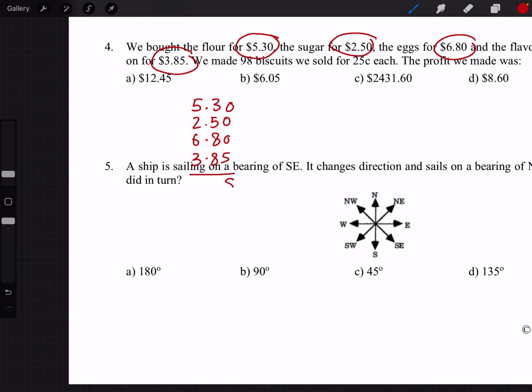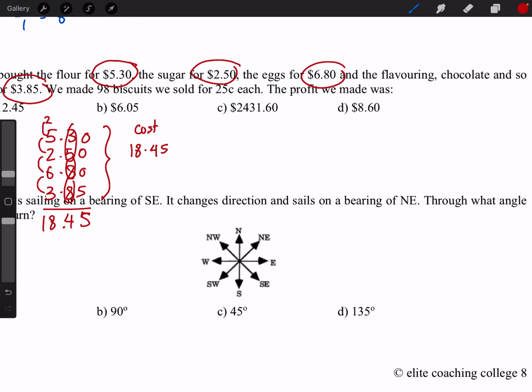Alright, so the first one will be a 5. Next one, this will be 8. 8 plus 8 is 16. 16 plus 8 is 24. Okay, this will be a 7. This 7 plus 2 will be a 9. 9 plus 6 is 15. 15 plus 3 is 18. And the answer is 1845. So now it says, so all the ingredients cost $18.45. This is the cost. Now let's see how much money we made.